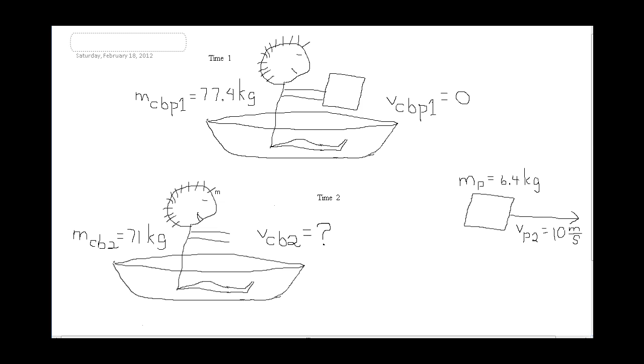Notice that based on what happens when you throw something out of a boat, I've drawn the boat off to the left of the package and off to the left of where it was at the start of the problem. I anticipate that the boat is going to move to the left if the package goes to the right. So I'll just add a little vector arrow to show which way it's going.